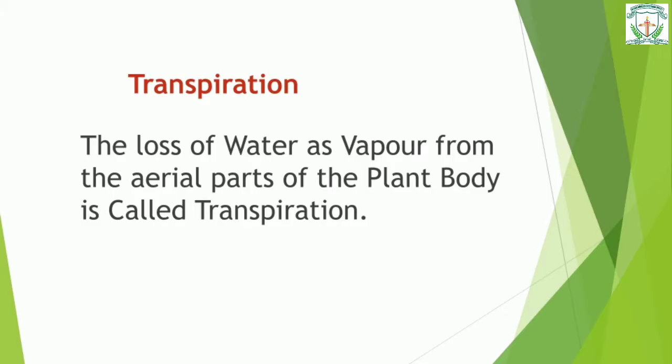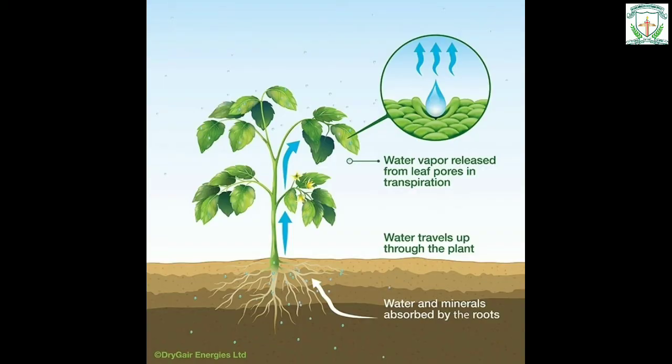Loss of water from the aerial parts of the plant body is called transpiration. Transpiration takes place through the stomata. What is the significance of transpiration? It helps in the upward movement of water in plants, and it also regulates the temperature of plants.